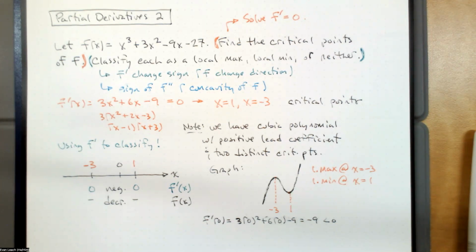between -3 and 1. It can't be doing anything else between -3 and 1. Otherwise, we would have seen a place, another critical point, somewhere where the first derivative was equal to 0 or somewhere where the first derivative was undefined.